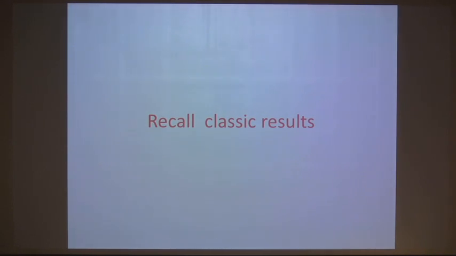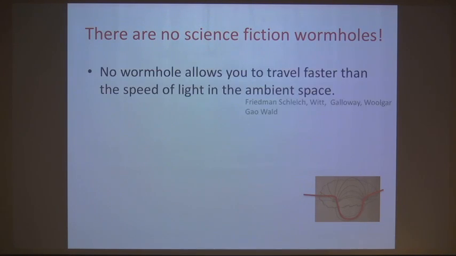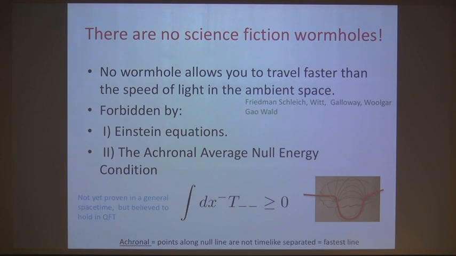OK, so before we start, let's recall some classic results. The first one is that there are no science fiction wormholes. Those are wormholes where it's shorter to go through the wormhole than going through the ambient space. These are forbidden by two things. First, Einstein equations, together with the so-called achronal average null energy condition. Let me try to explain what that is.